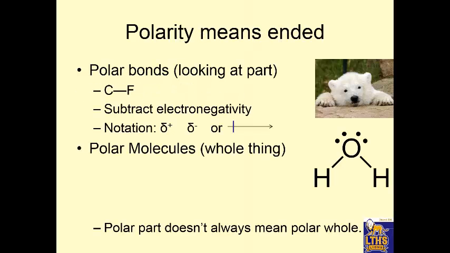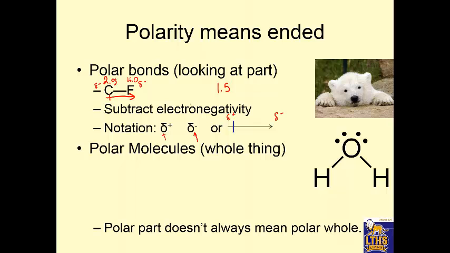All right, so polarity means ended. Polar bonds mean we're looking at part of a molecule, and we look at the polarity, okay? So say that carbon has an electronegativity of 2.5 and fluorine has an electronegativity of 4.0. This is a polar bond, so we have kind of a negative side, kind of a positive side. We already know that. How do you figure it out? You subtract the electronegativity, get 1.5. 1.5 means polar, okay? So we use partial positive, partial negative, or use the arrow, which means negative and positive.